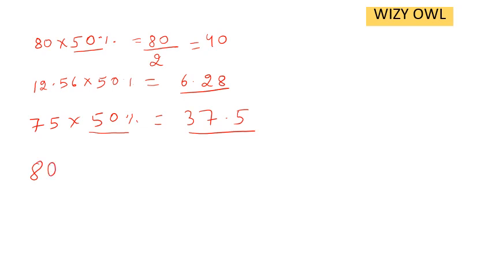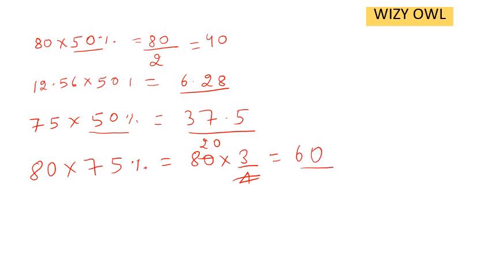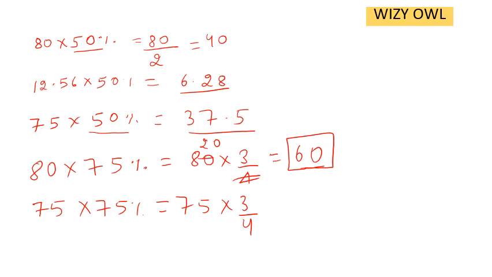Similarly, if you have to find 75% of any number, you will find 3 by 4th of that number. So 80 divided by 4 becomes 20, and 20 into 3 will become 60. So 75% of 80 is 60. Similarly, if you have to find 75% of 75, you will just find 3 by 4 of 75.